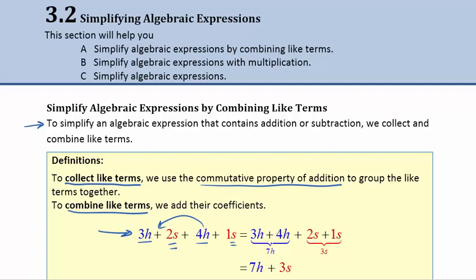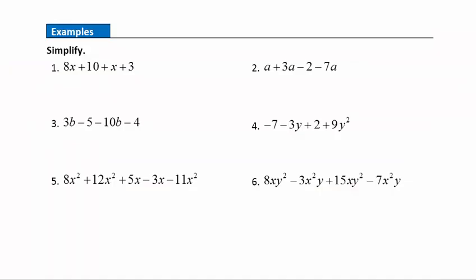Now, once we get here, we can go ahead and add those like things together. If I start with 3 h's and add 4 more h's, I'll have 7 h's. Same thing with the s's. 2s plus 1s gives us 3s. So this expression, which started out with 4 terms, can be simplified now to an expression that only has 2 terms by collecting and then combining the like terms. Let's take a look at some examples now that will help you understand how to collect and combine like terms.